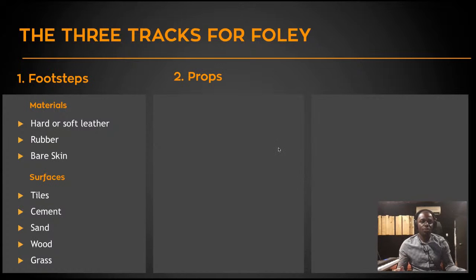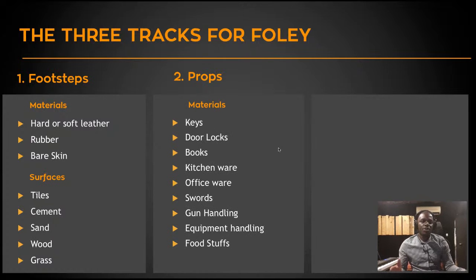The second track that we look at in Foley is the props track. In the props track, you will have things like keys, door locks, books, kitchenware, officeware, swords, gun handling, equipment handling, foodstuffs, all these materials. So you gather all this. If the scene calls for keys, you have your keys at hand, and those are what we call our props.